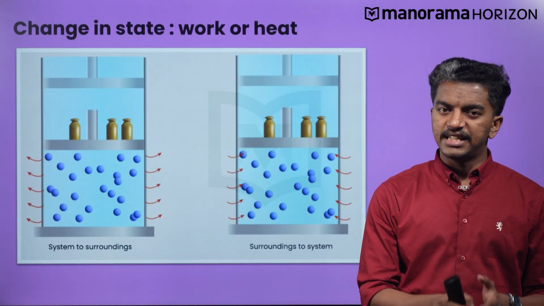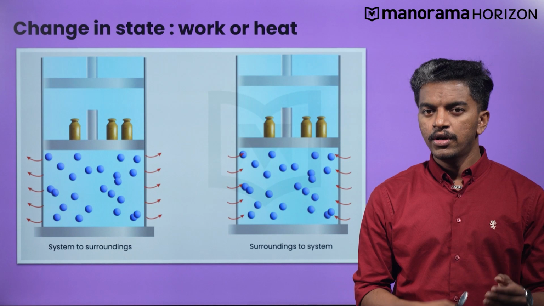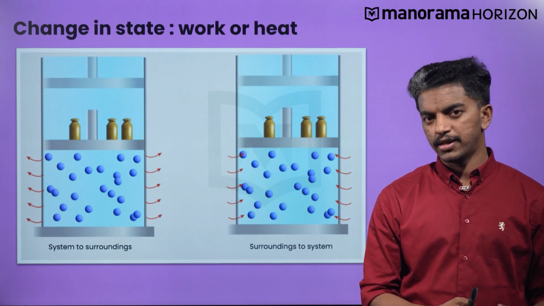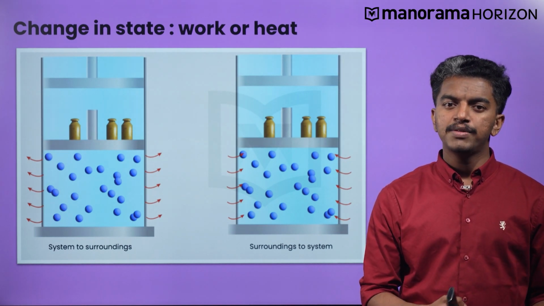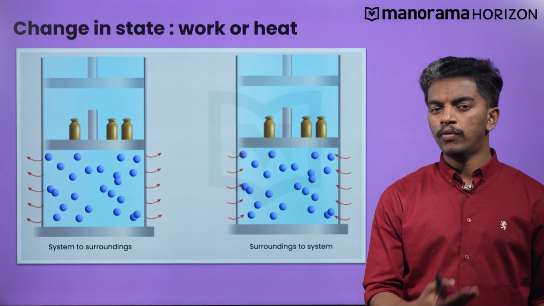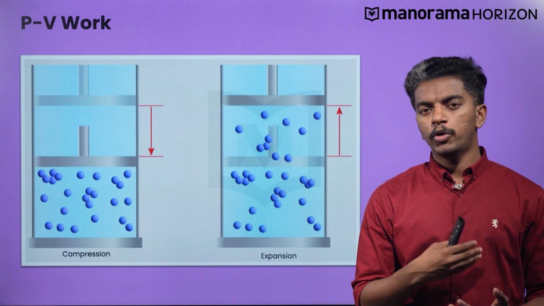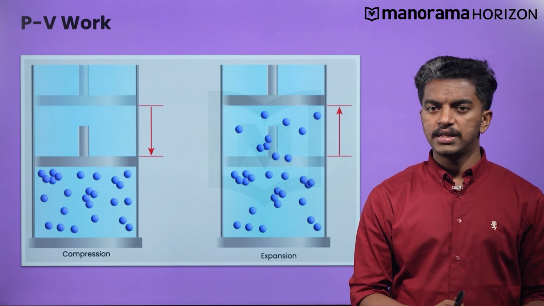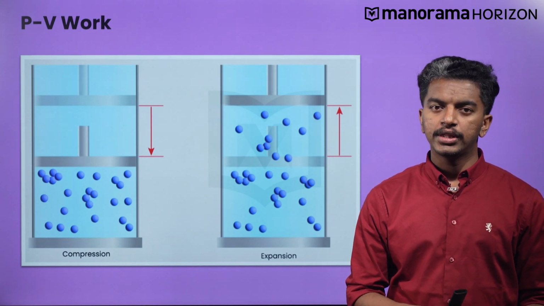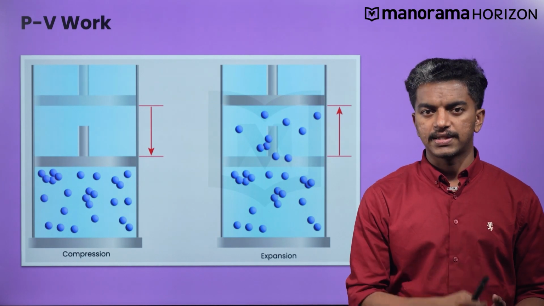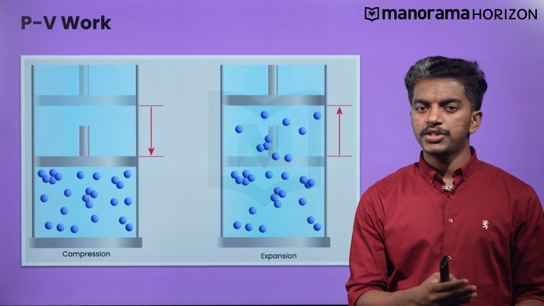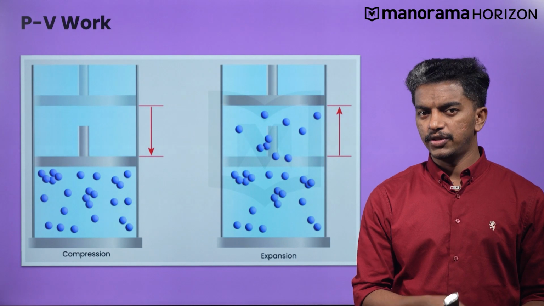Consider a change in the state of a system, that is, from its initial state to a final state. During this change, energy may be transferred as heat or work either from the system to the surroundings or vice versa. In thermodynamics, the only type of work considered is the work done during the compression or the expansion of a gas. This is called the pressure volume work. Let us discuss this with an example.